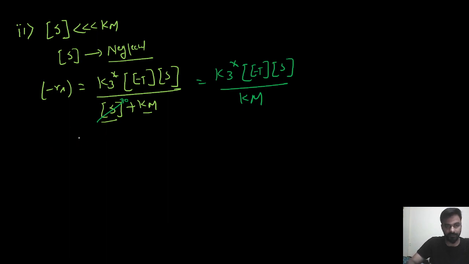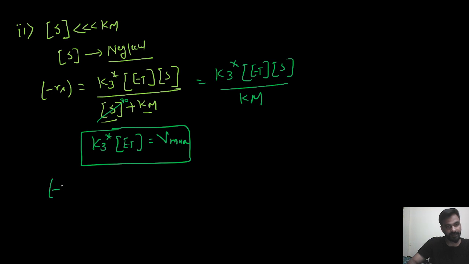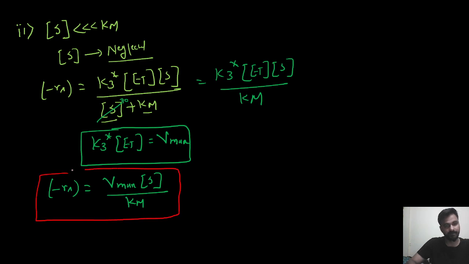And in the previous slide, I have discussed that K3 star into concentration of Et is equal to Vmax. K3 star into Et is Vmax. So can I write minus Rs equals Vmax into concentration of S upon Km. These types of questions can be asked, where different conditions will be taken. If the concentration of substrate is less than Km, we get the rate of substrate consumption equal to Vmax into concentration of substrate upon Km.